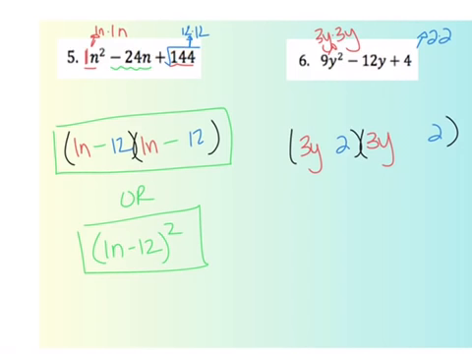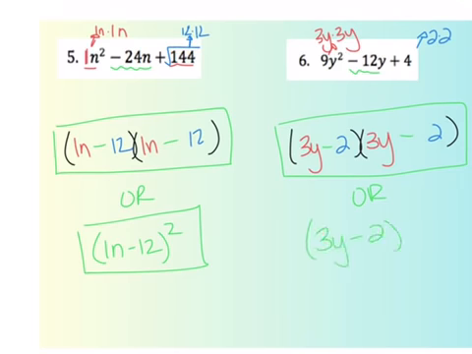And then again, we want to look at that middle term. Since that middle term is a minus, I know that both of these need to be minuses. So that's going to be my final answer. Or, again, since I have 2 of the exact same thing, I can rewrite it as 3y minus 2 squared.